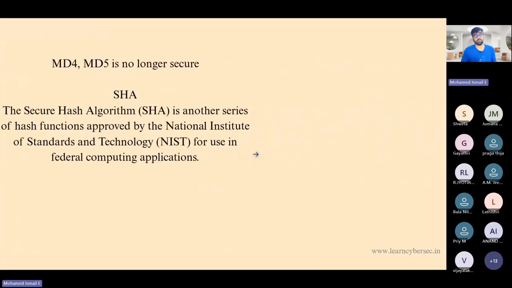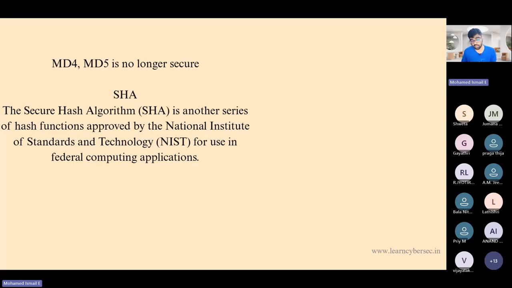So now MD4, MD5 no longer secure. The reason I am repeating this, you may expect from an exam standpoint, if there is a question about selecting a highly secure hashing algorithm, you should know MD4 and MD5 are no longer secure. Then SHA is the secure one, SHA-2 onwards is secure, SHA-256, SHA-512. So we have a list of SHA protocols.